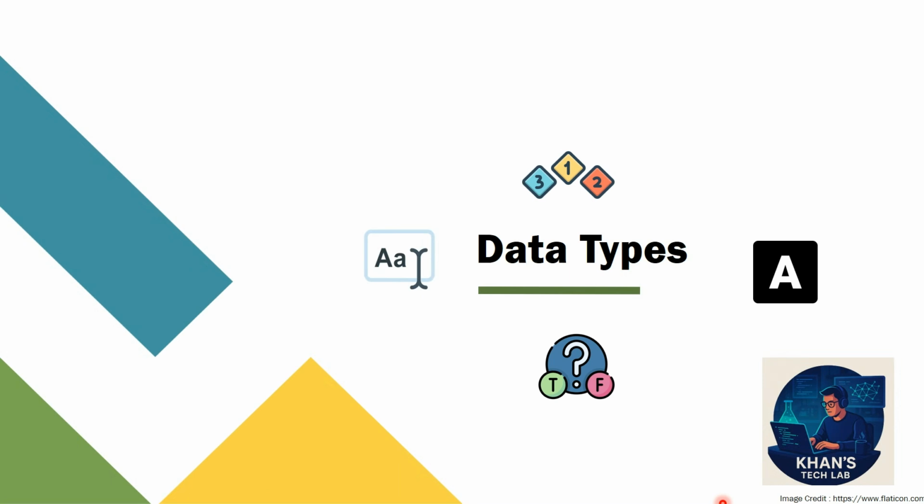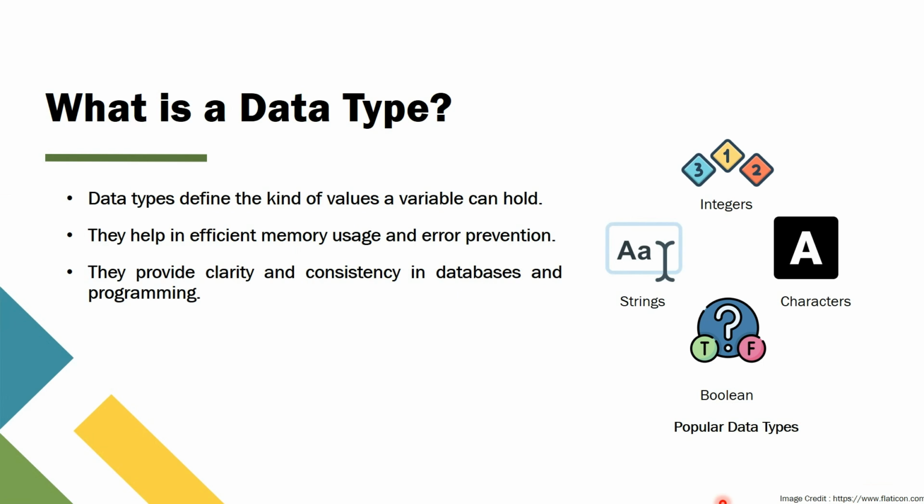In today's session, we will understand a few things about data types. So, what is a data type? A data type defines the kind of values a variable can hold. For example, characters, strings, integer, boolean, like true or false. All these kinds of values the variable can hold, the data type will define the type of that variable.